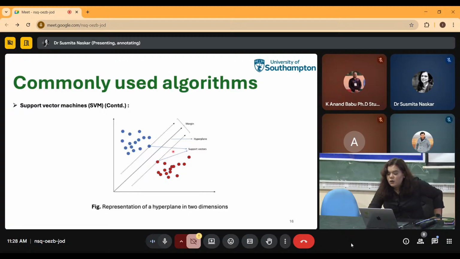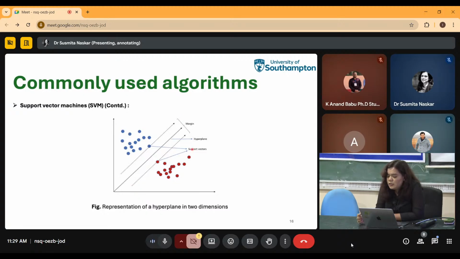The dashed lines on both sides represent the margins. These margins define the space between the hyperplane and the nearest data points of each class. The data points that sit exactly on the margins, like this one or this one, which is very close to the margin, are known as the support vectors. They are very critical because they determine the position and orientation of the hyperplane.